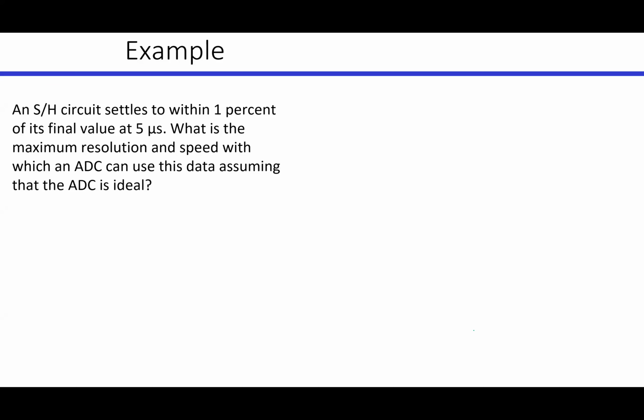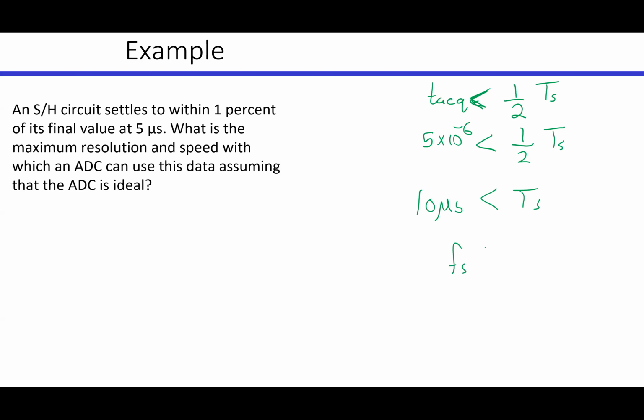Okay, so we said maximum first. This T acquisition should be less than half of the sampling period, yes? So if it is 5 microseconds, that means less than half of TS, and therefore TS should be greater than 10 microseconds, and therefore your FS, your clock, should be what?